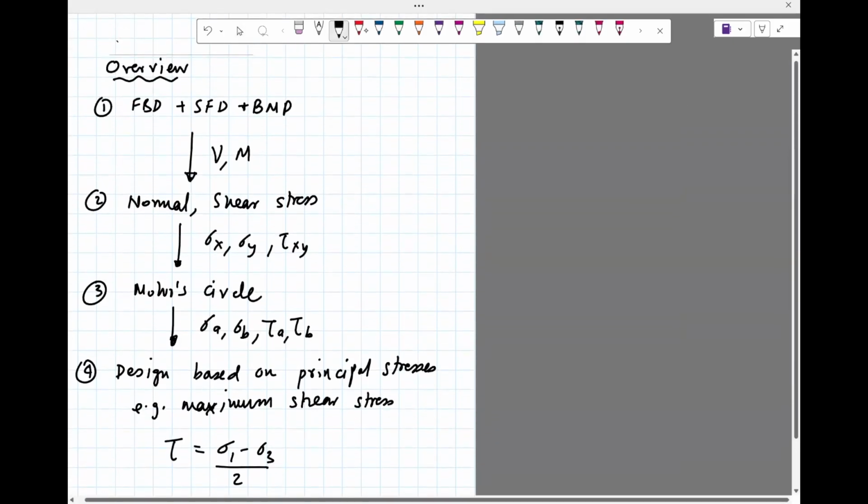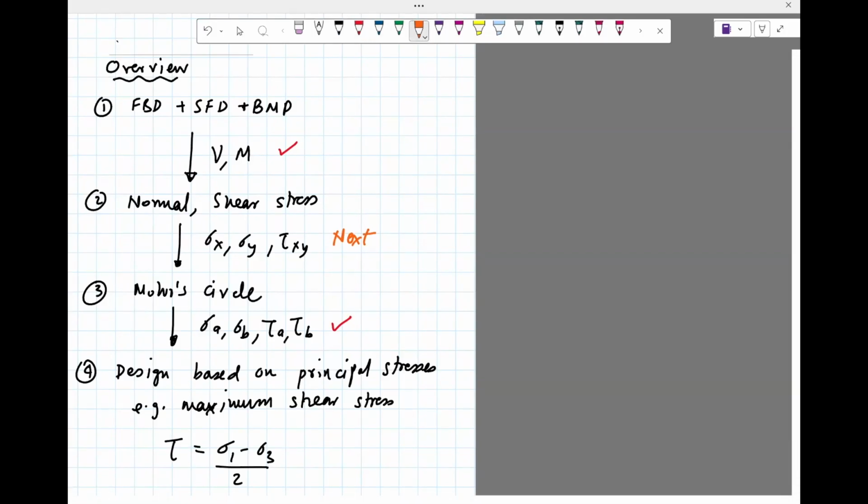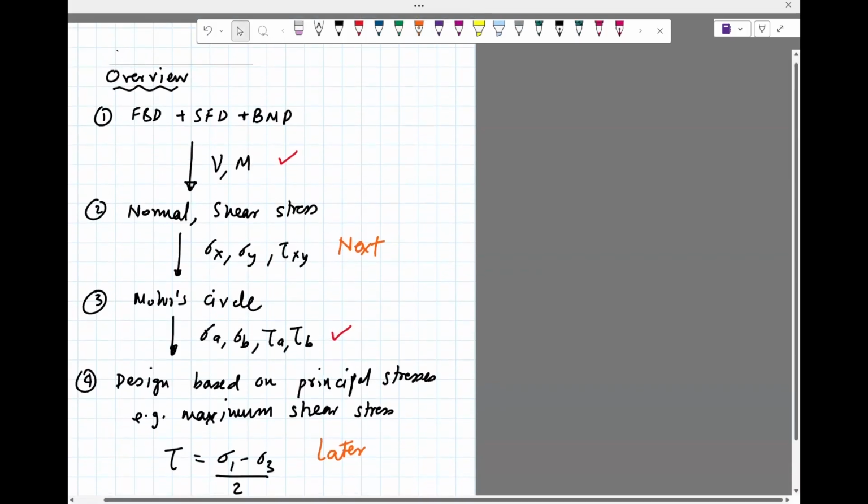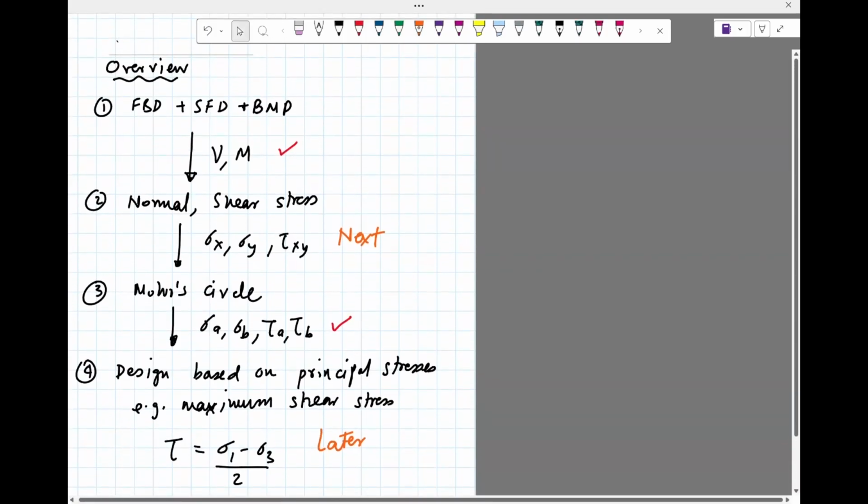So what we have done so far, we computed the Mohr circle, and this is what we're going to do next. We are going to compute how we can use the V and M to get the normal stresses sigma x, sigma y, and tau xy. And this will come later. This is where we can actually figure out if something is going to fail or not. Okay. So let's get started with normal and shear stresses in beams.